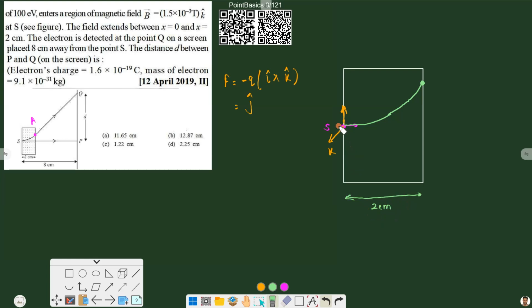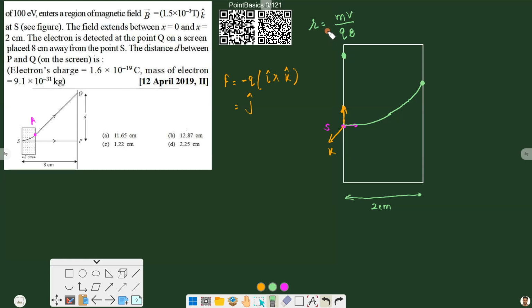Now we know that when the electron enters here, it will start moving in a circular orbit, and its radius is given by mv by qB, and we will have its rotation center. Suppose somewhere here we have its rotation center. So let's increase the thickness so that we are able to make it proper. Suppose its rotation center is somewhere here.